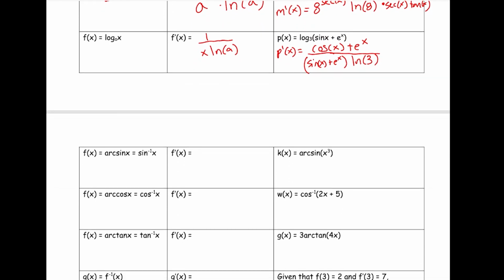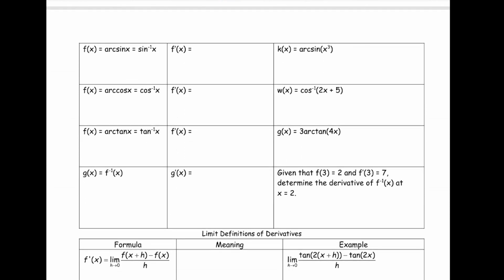Okay, now we're getting into the more advanced derivatives. These are going to be our inverse trig functions. So the inverse of sine, its derivative is 1 over the square root of 1 minus x squared. So if we want to differentiate arcsine of x cubed, it would be 1 over the square root of 1 minus x cubed squared, times the derivative of x cubed, which is 3x squared.